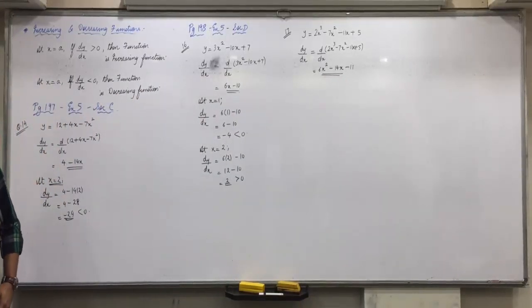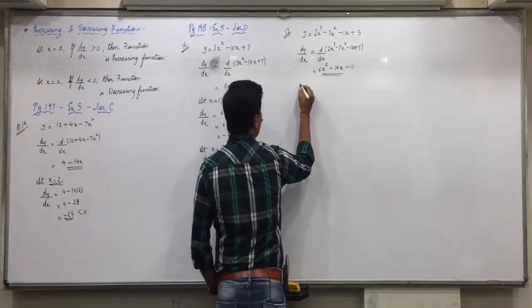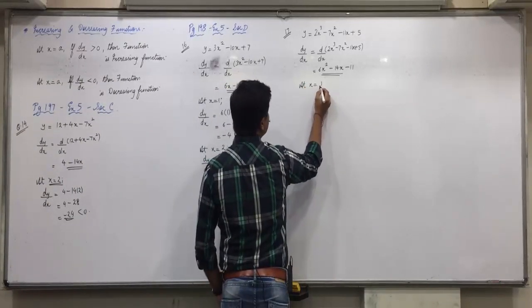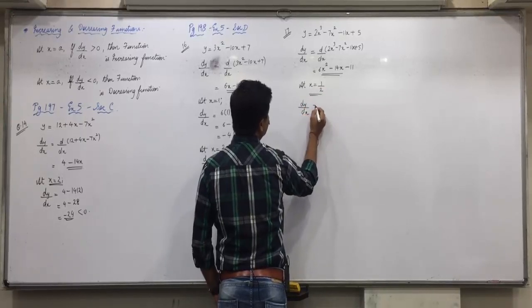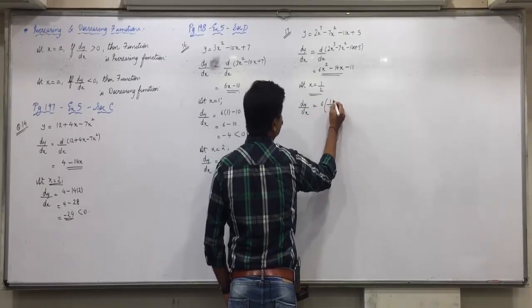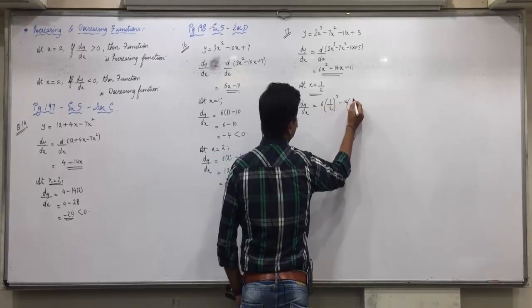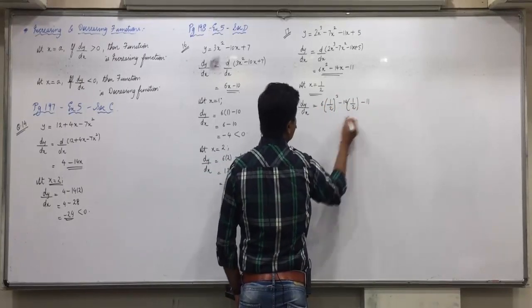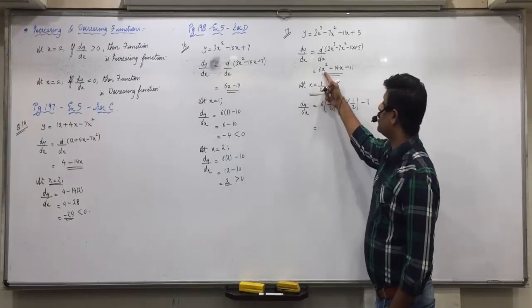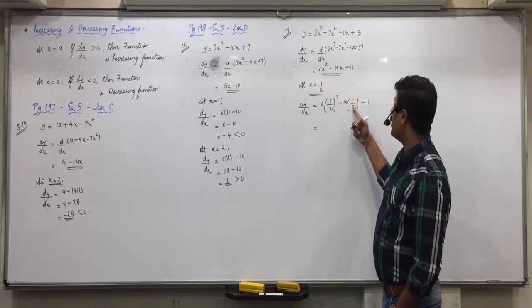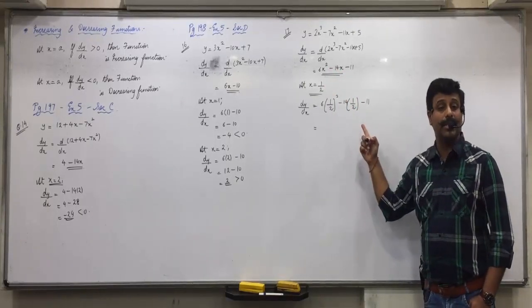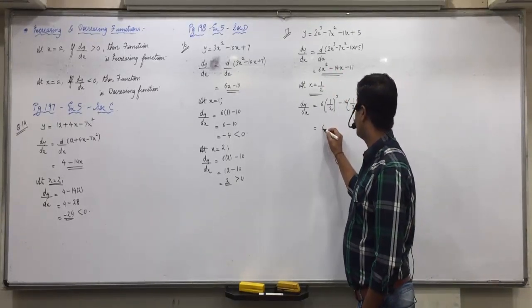Now, at x equals 1 by 2. First we have to find whether it is increasing or decreasing at x equals half. dy by dx equals 6 into (1 by 2) square minus 14 into 1 by 2 minus 11. Yes, in place of x we will put 1 by 2 in 6x square, minus 14 in place of x we will put 1 by 2, minus 11. Any confusions in this? Further?